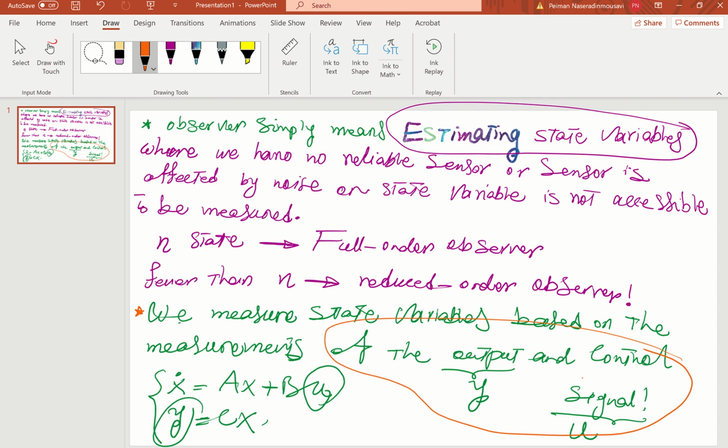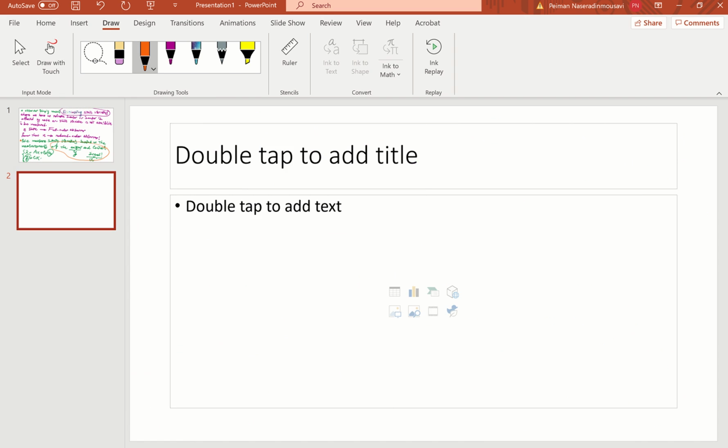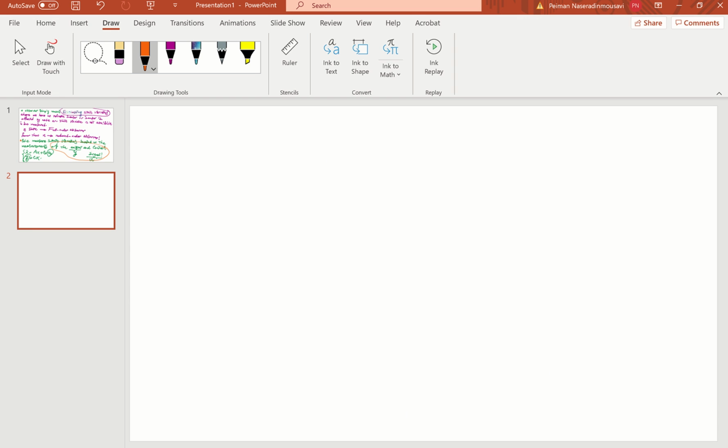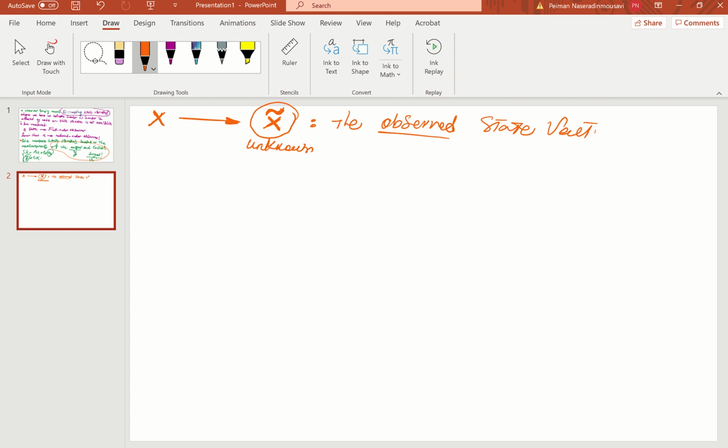Now, if I want to write a mathematical estimate to go to designing the observer, let's go to mathematics. Then, like in the control design, I'm going to develop the MATLAB code and you're going to enjoy it. First of all, this is your state variable, but when it is unmeasurable or the sensor is not accurate, we say x hat. This means that we are estimating the unknown. We name this the observed or estimated state vector. This is the notation for that.